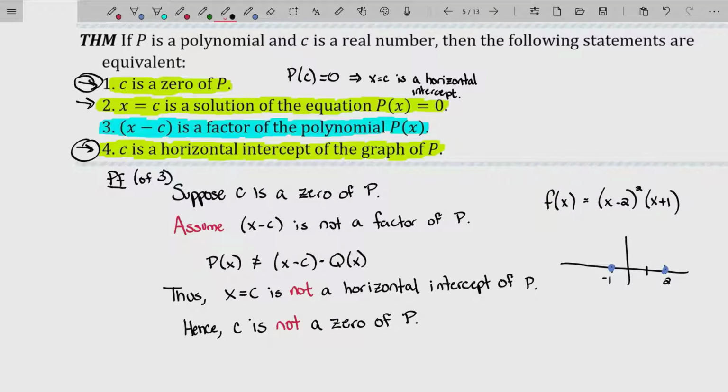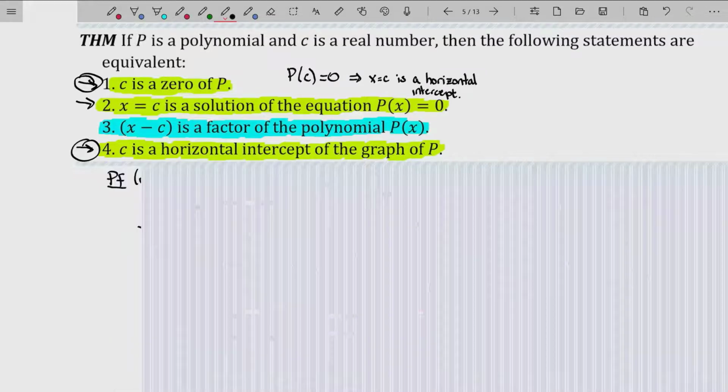But this is in direct contradiction to an earlier statement that we made. The earlier statement was assume c is a 0. And now we arrive at a conclusion that says, therefore, c is not a 0. So there's something wrong here. And the thing that's wrong is where we made our assumption. Our assumption must be wrong. So by contradiction, we have shown that our assumption must be flawed. That is, x minus c must be a factor of p. Basically, if your assumption is wrong, then the opposite of your assumption must be true.